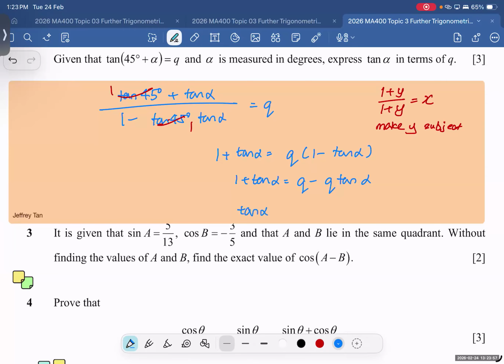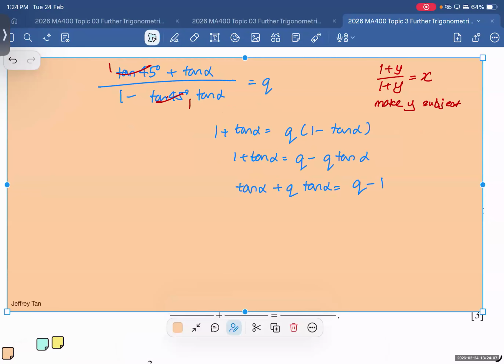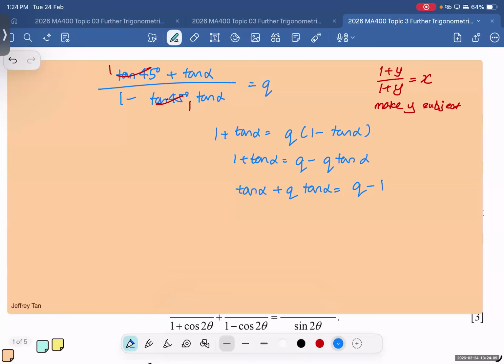So, student Lloyd, now I show you. This is Q minus 1, right? Now you simplify. This tangent alpha I factorize out. Inside is Q plus 1 equals to Q minus 1. Factorize out tangent alpha. Q minus 1, Q plus 1.